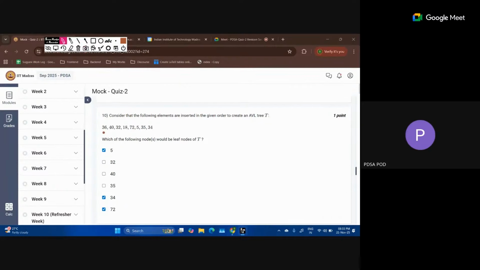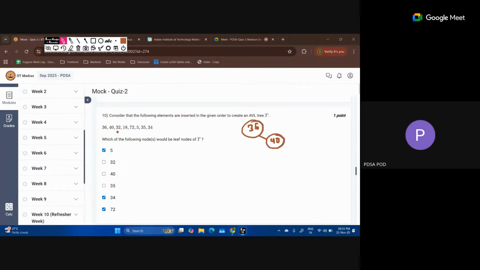We'll insert the nodes to the AVL tree one by one. First of all, we are putting 36. This will be fine. Then we will put in 40. Where will 40 be inserted? Right child of 36. We go to 36, we see 40 is greater than 36, so we insert 40 as the right child of 36.